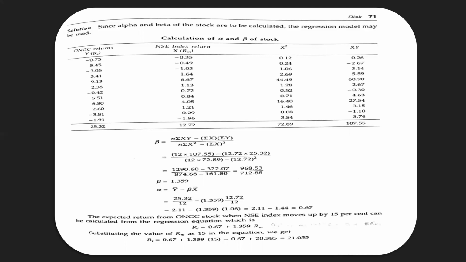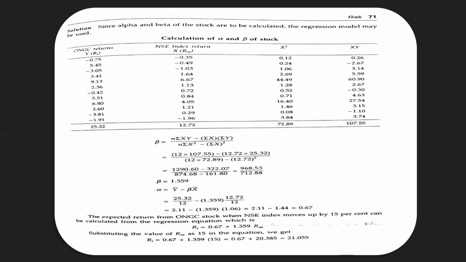That is, n is 12, sigma xy is 107.55 minus sigma x, which is 12.72, into sigma y, which is 25.32, divided by 12 into sigma x square, that is 12 into 72.82, minus sigma x the whole square, that is 12.72 the whole square. Now when we calculate, we'll get the beta value as 1.359.